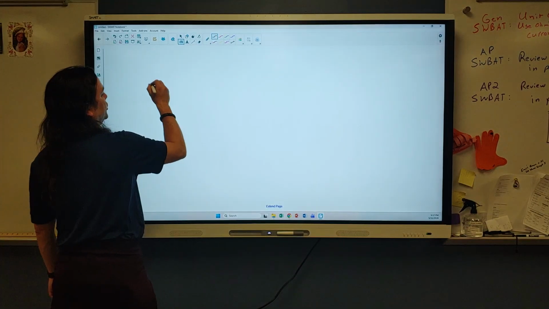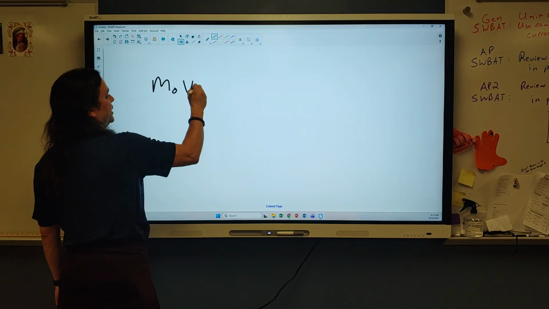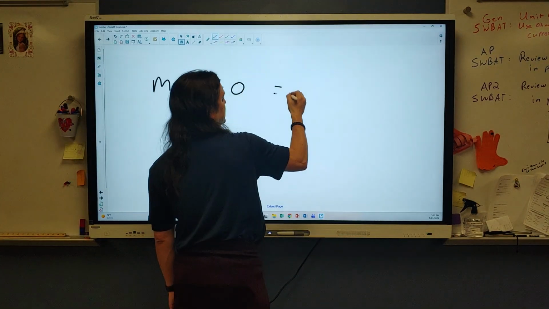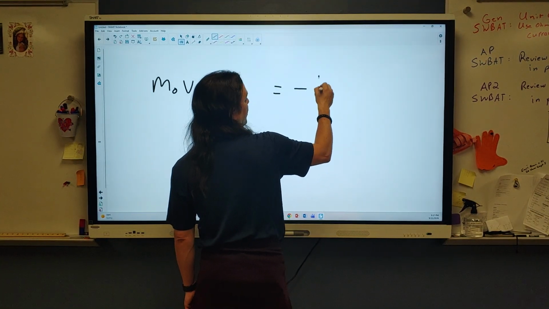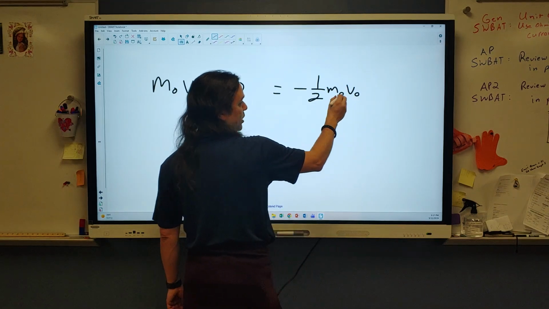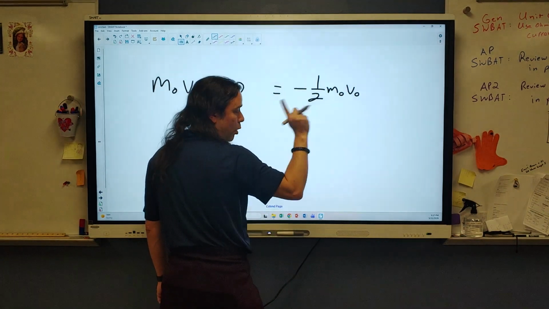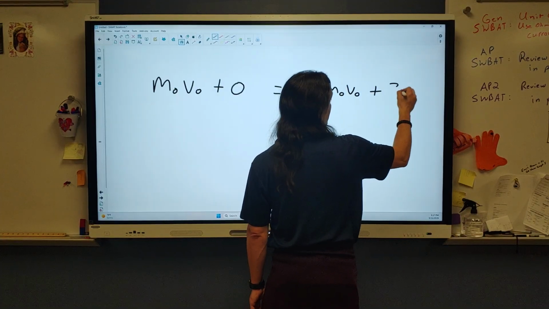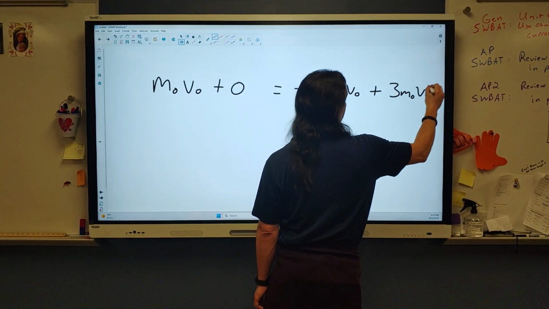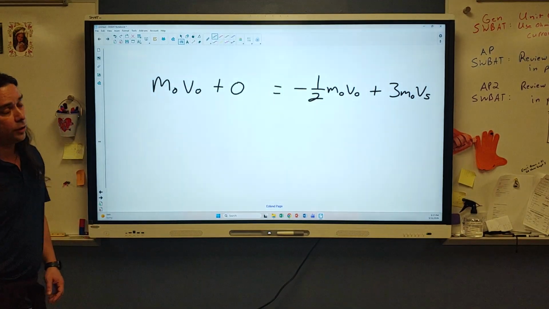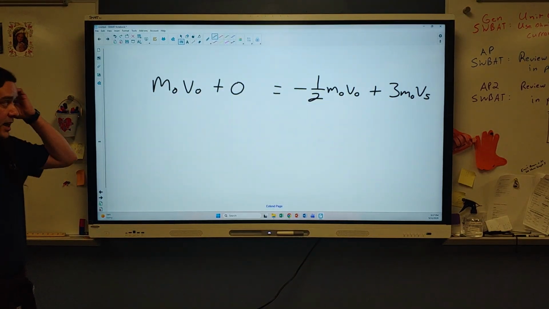We've got my total momentum of my system initially is m naught v naught plus 0. This is from disk R, this is from S. We know that the final momentum of disk R is negative 1/2 m naught v naught. Remember the negative, momentum is a vector. You must keep track of direction. Plus 3 m naught, I'm going to call this Vs, the velocity of disk S.